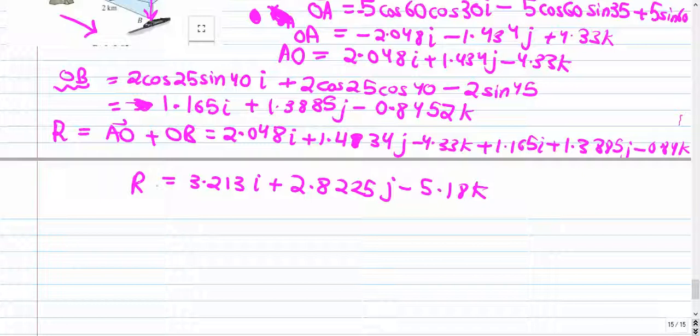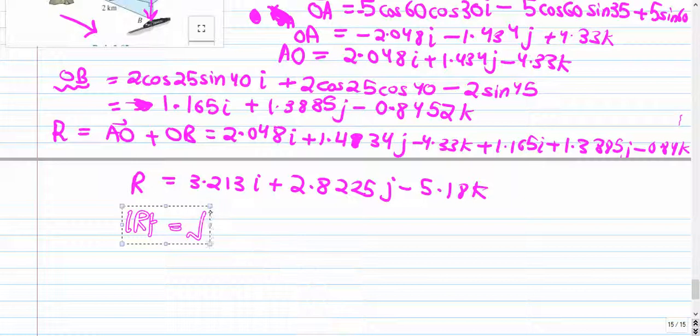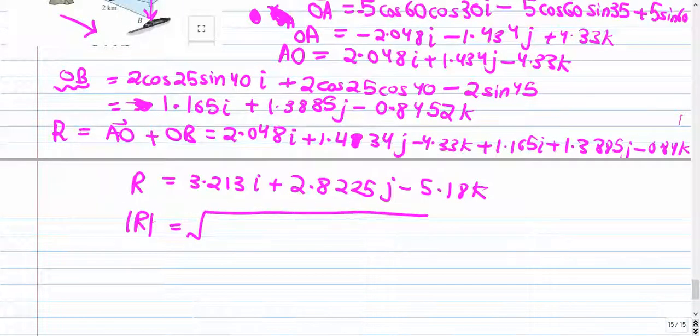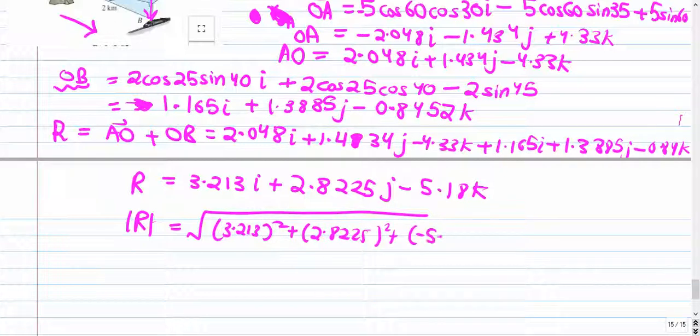So this is the Cartesian form of our resultant vector, and to find the magnitude of the resultant vector, in other words, to find the length from point A to point B, we will simply use the magnitude formula, which is the square root of the sum of the squares of all components. And so the length that we get is 6.72 kilometers.